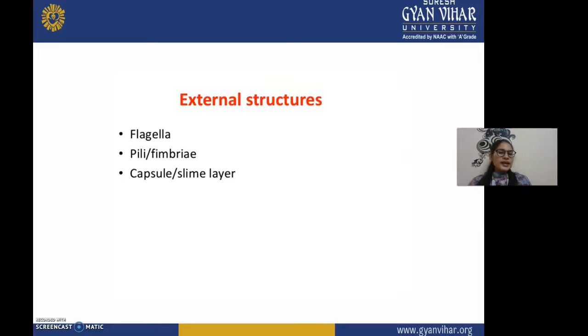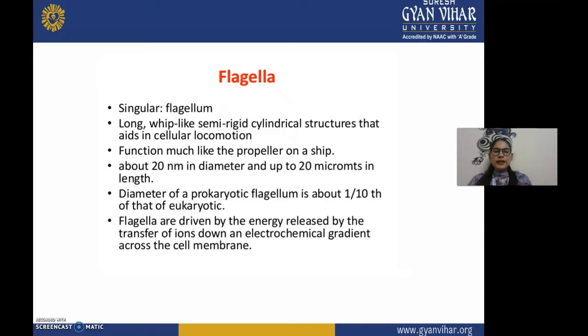And now when we talk about the external structures, the external structures of the cell include flagella, pili or fimbriae, and capsule and slime layer. Now when we talk about the flagella, it is a singular flagellum, a long whip-like semi-rigid cylindrical structure that aids in cellular locomotion and functions much like the propeller on a ship. Now it is about 20 nanometers in diameter and up to 20 micrometers in length, and the diameter of a prokaryotic flagellum is about 1/10 of that of the eukaryotic.